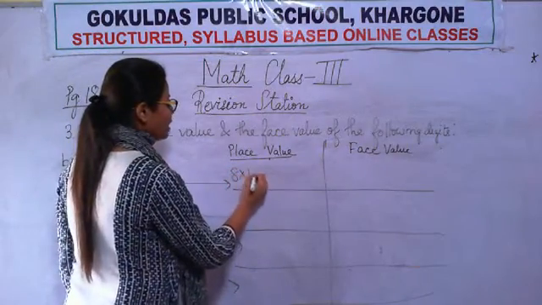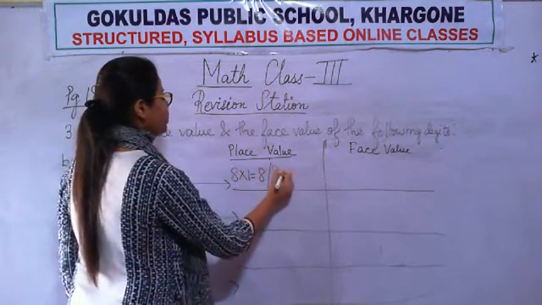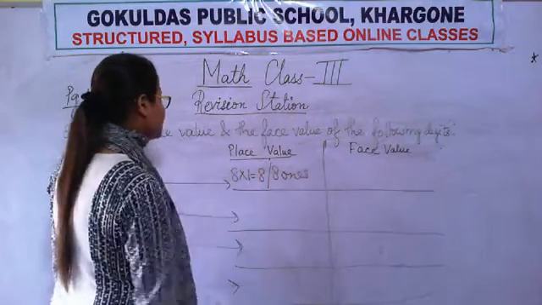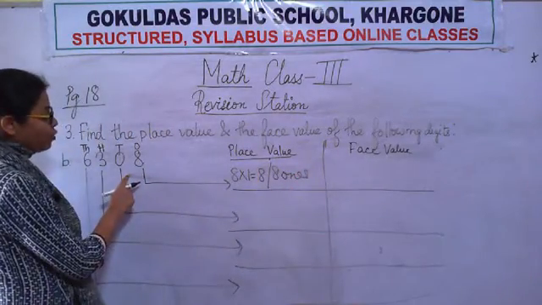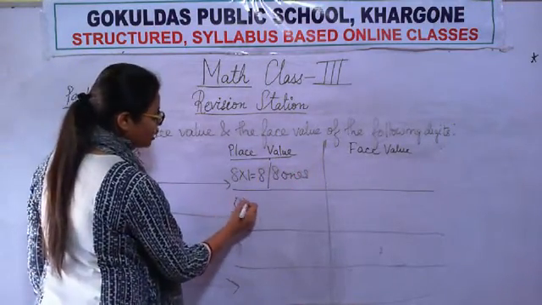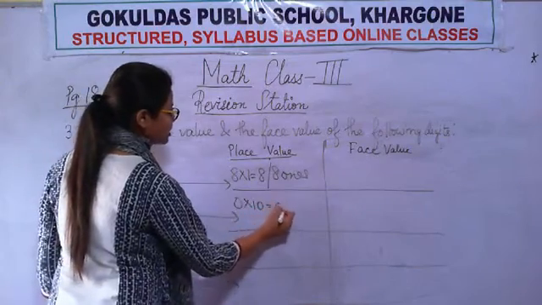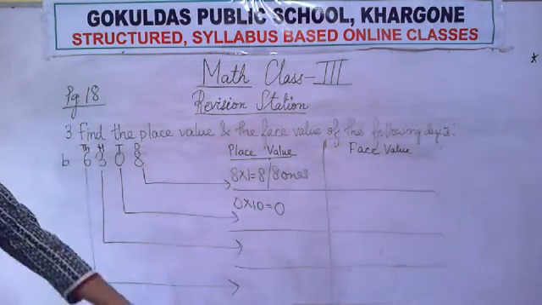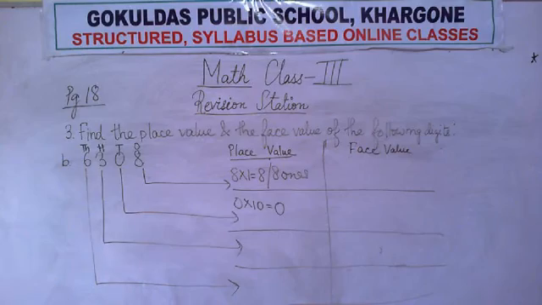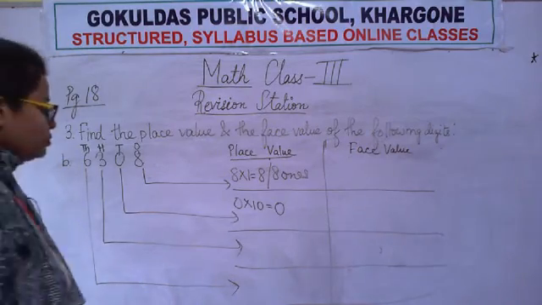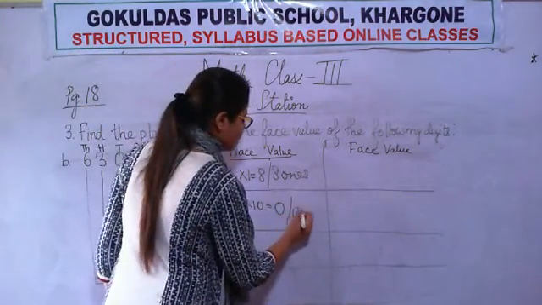8 into 1, 8, or 8 ones, because it is sitting in the place of 1. What is the place value of 0? 0 into 10. What is my answer? 0. If we multiply anything with 0, 0 comes. 0 tens.